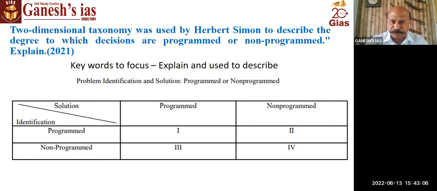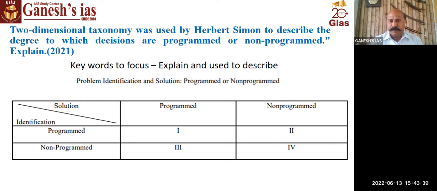For example, if a problem arises at the day-to-day level, then it would be a programmed problem, a problem of routine nature. For the problem of routine nature, the decision can also be a programmed decision, which would be a standard operating procedure. At times, a routine problem might require a non-programmed or a novel or a new solution.